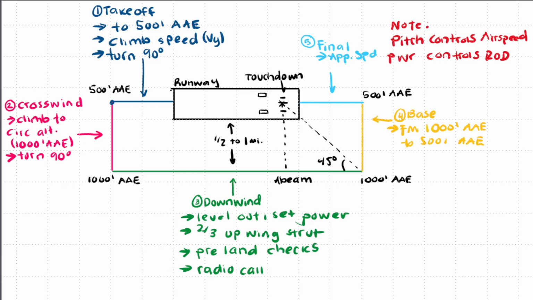Now, the thing with the circuit is this is kind of a perfect scenario here. Okay, this may not always be the case. You may have traffic over here that you're looking out for. You may be asked to follow traffic that's all the way over here. So you might not be able to turn onto base when you're exactly 45 degrees off your shoulder. But the most important part is understanding where you are in the circuit.